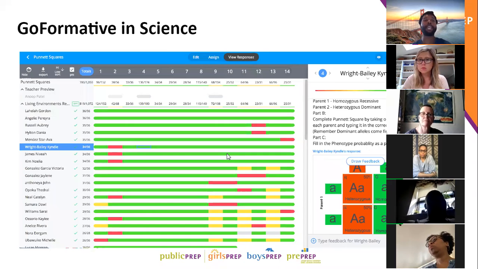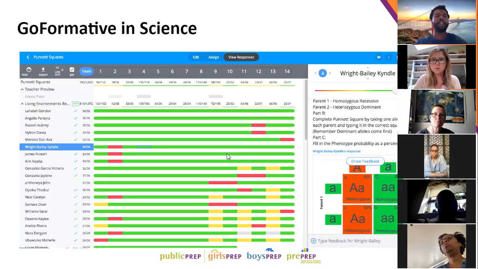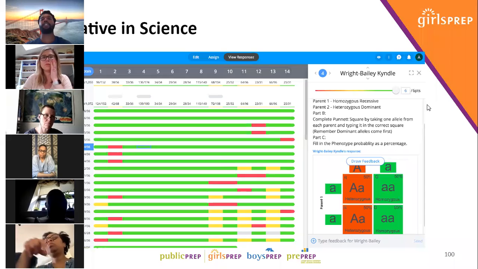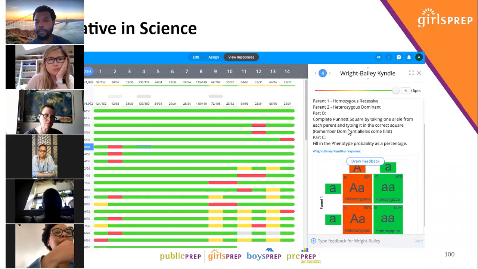So with Mr. Patel's Go Formative in Science, as you can see, it has all of the questions. He had 14 questions in his lesson, and most of them were using Punnett squares. So Punnett squares, big A, little a, I forget how to say that, homozygous, heterozygous, and differences like that.